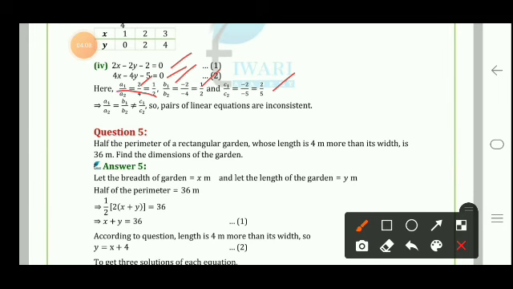So we can clearly see here a1 upon a2 is equal to b1 upon b2, but is not equal to c1 upon c2. So the pair of equations is inconsistent. So there is no need to draw the graph for this.